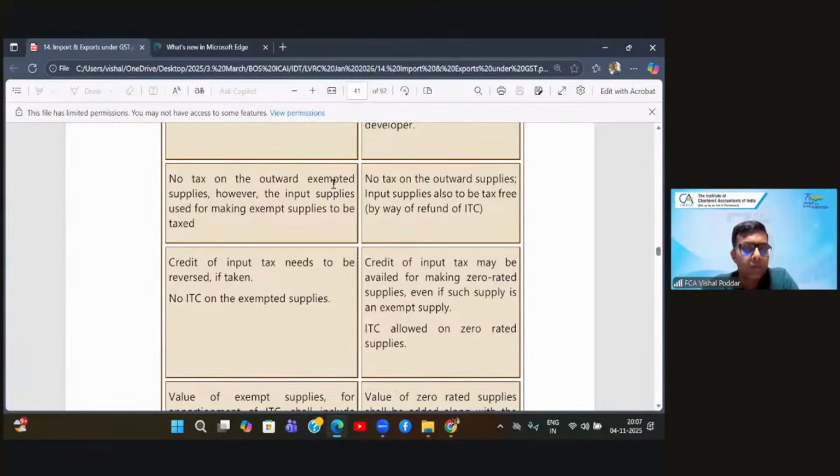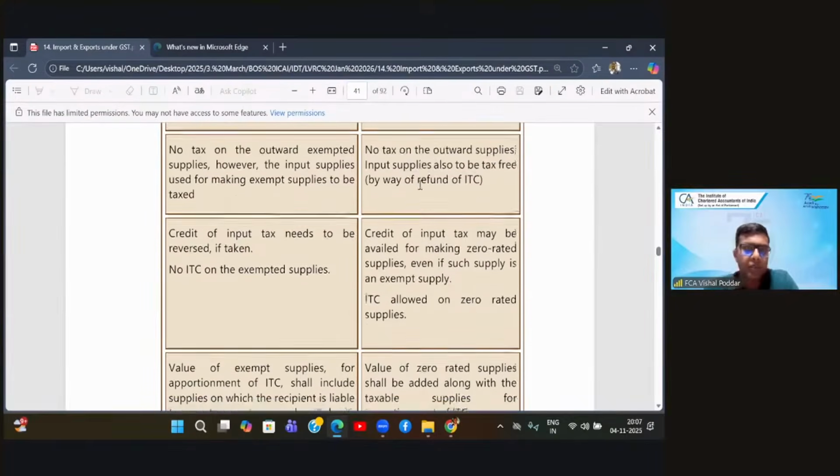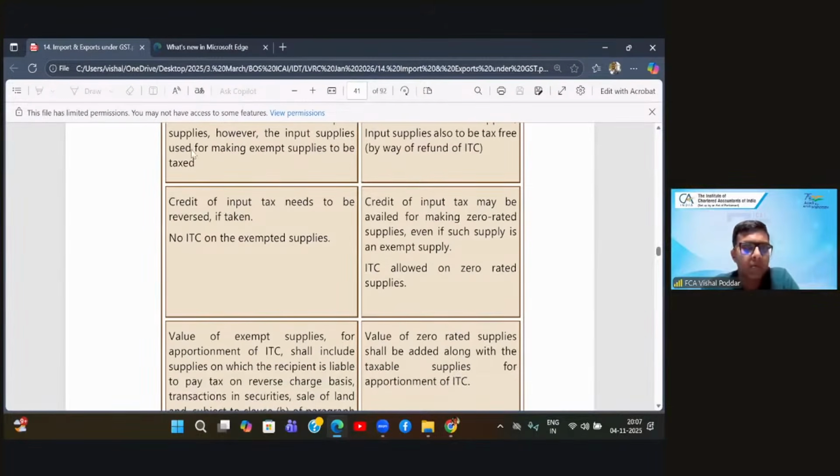No tax on outward because they are exempt. However, the input supplies used for making exempt supplies are to be taxed. So there will be tax on the inward side. On outward supplies, there is no tax. Here also the outward supply is not taxed. Inward supplies, even if there is a tax, that will be refunded. So it will also as good as become tax free.